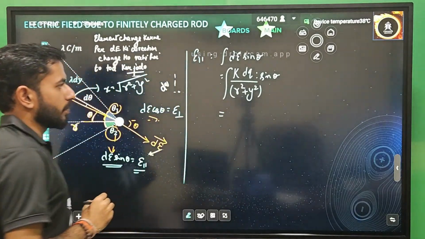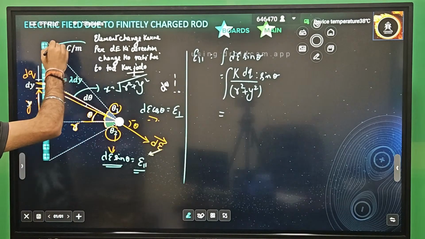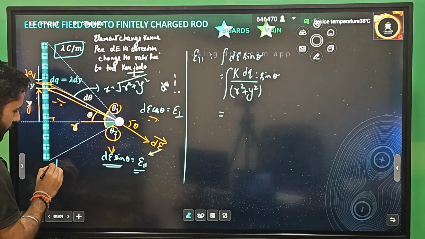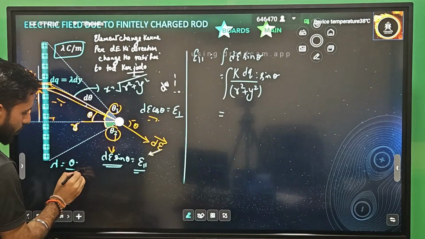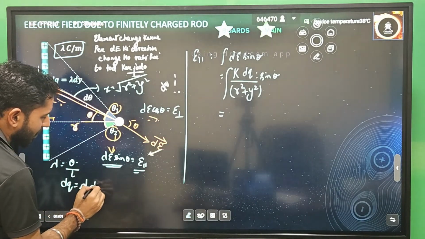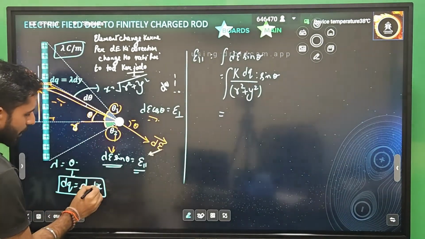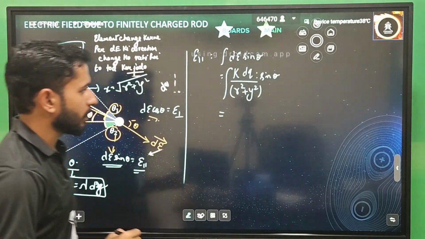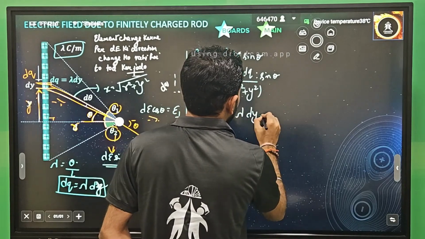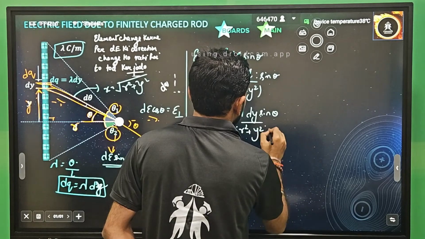Now how are we going to proceed? How can you write dq charge also, because always lambda is given. Lambda is equal to what? Charge per unit length. So if I ask you, how do you define lambda? Lambda can be defined as total charge per unit length. So if I ask you dq, how do you write? Lambda into length. Length is how much? dy or dx, whatever you want to say. Let's say dy, because we have taken it in the y direction, that's why dy. So we will write k lambda dy sin theta divided by r square plus y square.